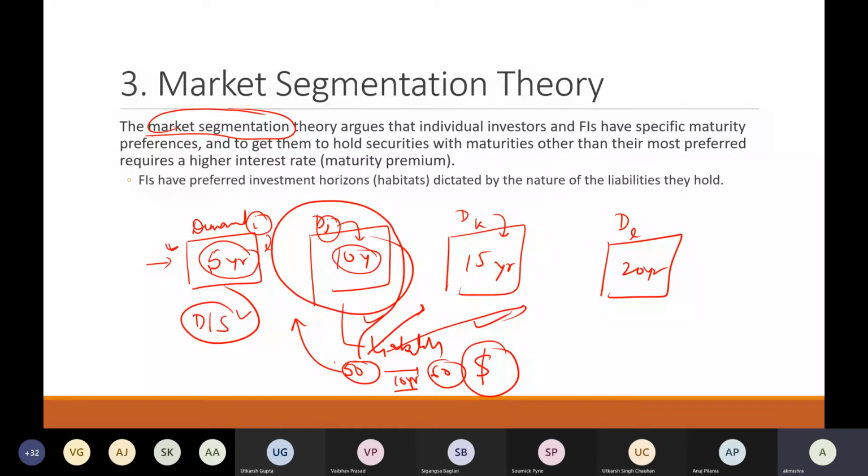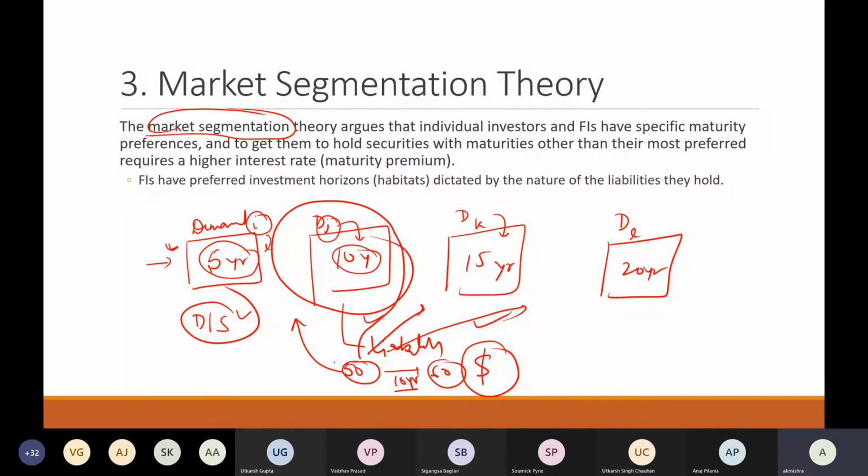Why? Because their future liability is going to match with this type of instrument. So they are only worried about the 10-year maturity bonds available in the market, and they are least bothered about 15, 20 or 5-year maturity instruments. It means the market itself is segmented, and based on the demand and supply for these instruments from these demanders, yield is going to be decided. And this theory is totally different from the previous two theories.